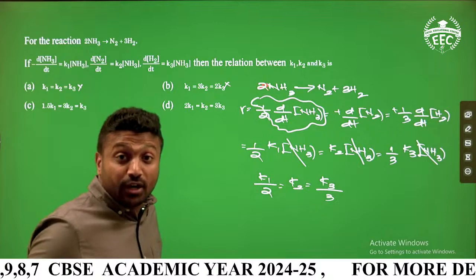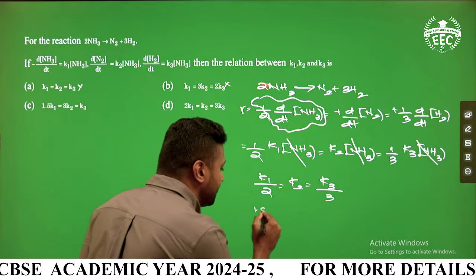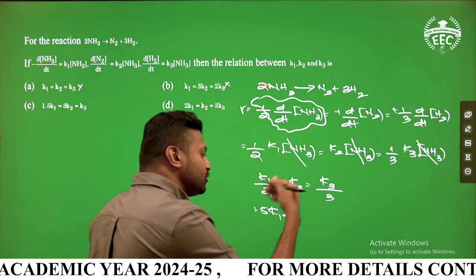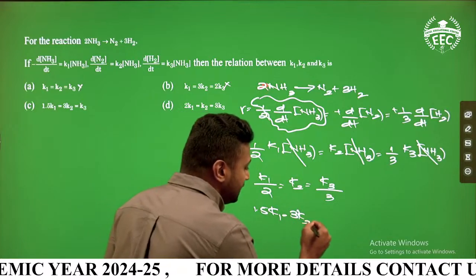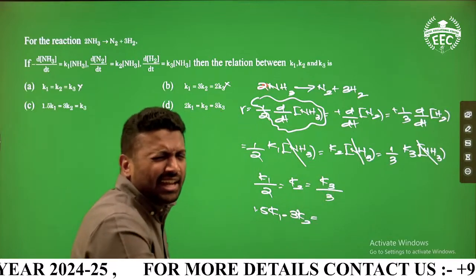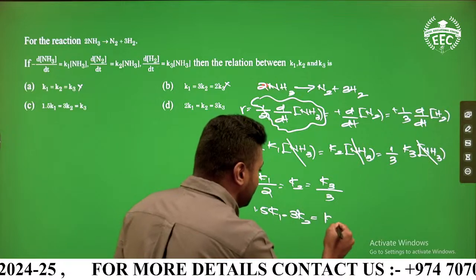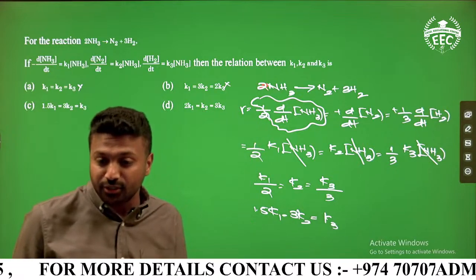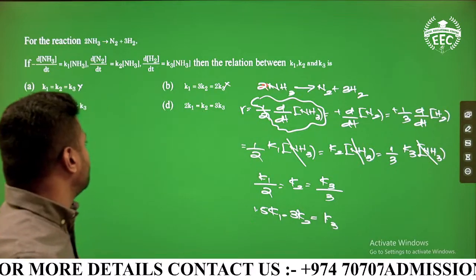3 by 2 is 1.5. So 1.5 K1. The 3 will come here also, and it becomes 3 K2. And 3 comes here also, but the 3 gets cancelled, remaining K3. So 1.5 K1 equals 3 K2 plus K3.